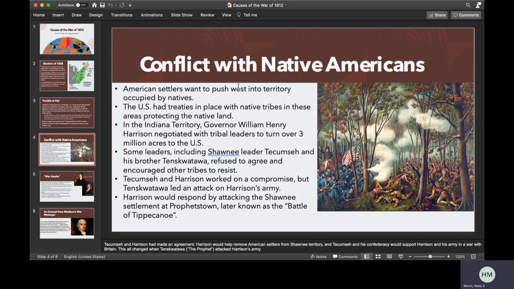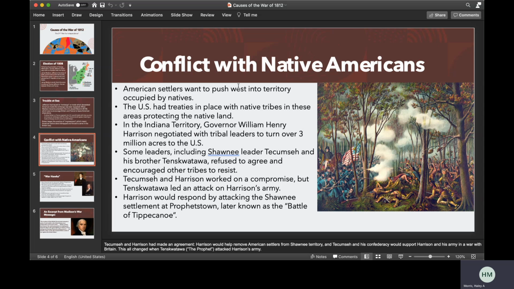In the Indiana Territory, Governor William Henry Harrison negotiated with tribal leaders to turn over 3 million acres to the U.S. Some leaders, including Shawnee leader Tecumseh and his brother Tenskwatawa, refused to agree and encouraged other tribes to resist. Tecumseh and Harrison worked on a compromise, but Tenskwatawa led an attack on Harrison's army. And so Harrison responds by attacking the Shawnee settlement of Prophetstown, later known as the Battle of Tippecanoe. And so there is a Tippecanoe, Indiana, and that is where this all took place.